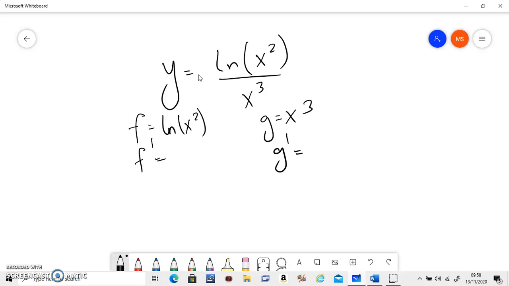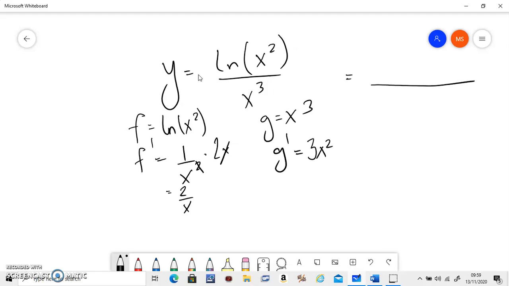F prime, you will have to use the chain rule now because something other than x inside the bracket. So it's 1 over x squared times 2x. This is the chain rule. Just refresh it if you've forgotten it. And simplify. The 2 remains. This cancels that. So f prime is 2 over x. And g prime is 3x squared using the power rule.